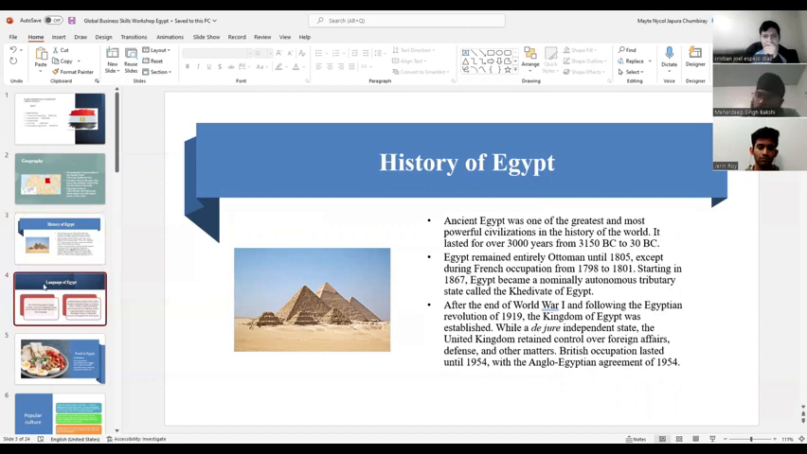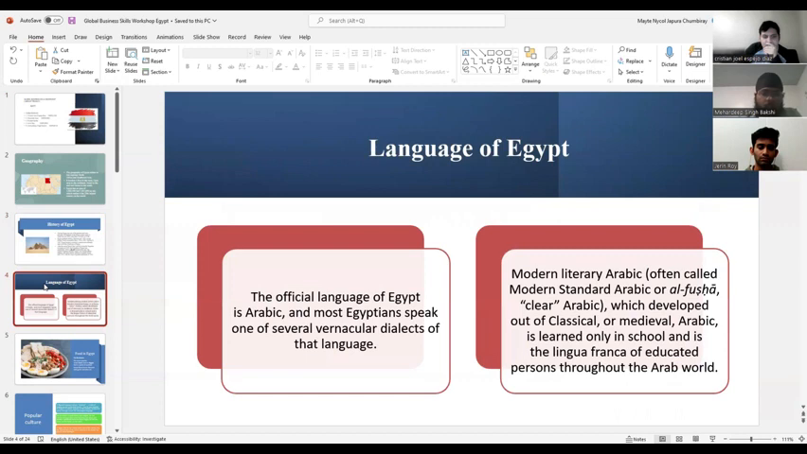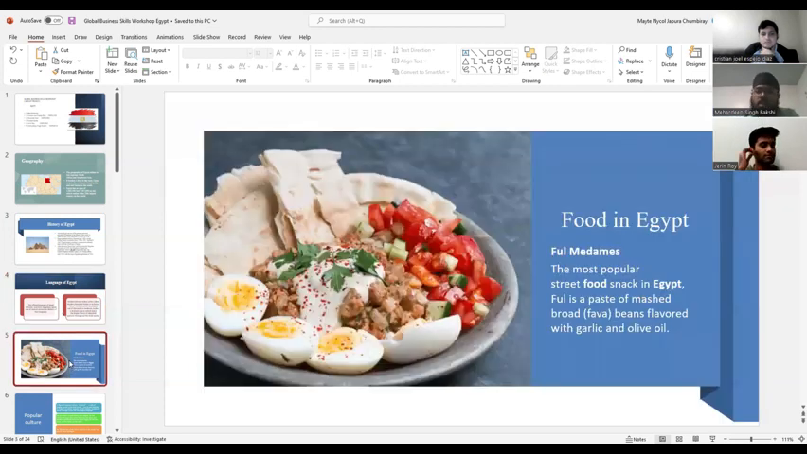Language of Egypt. The official language of Egypt is Arabic, and most Egyptians speak one of several vernacular dialects of that language. Modern literary Arabic, often called Al-Fusha, clear Arabic, which developed out of classical or medieval Arabic, is learned only in school.